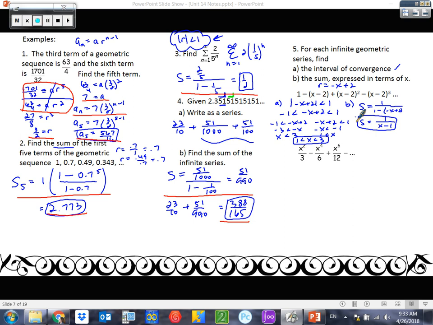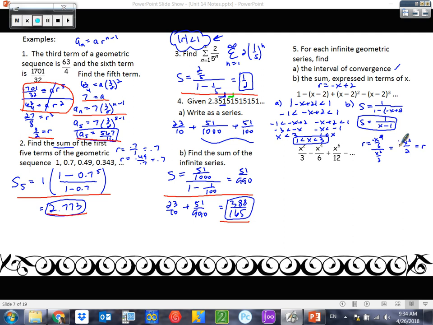Same process. I have to find r. So r is going to be negative x to the 4th over 6 over x squared over 3. I mean, that's how I find r, right? The second term over the first term. I divide it. So what do I get? I get r is negative x squared over 2. That's my r.